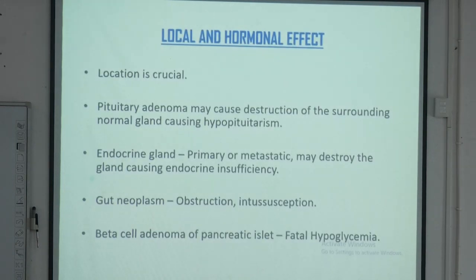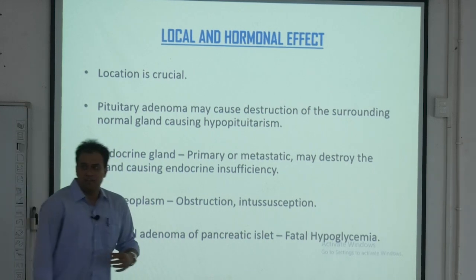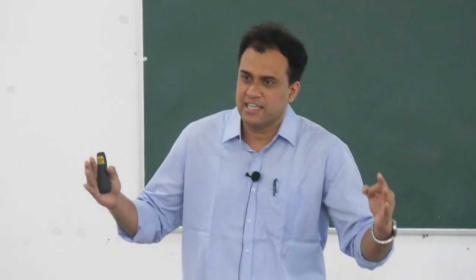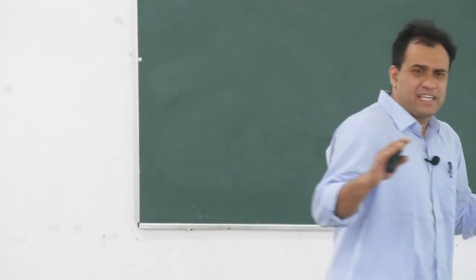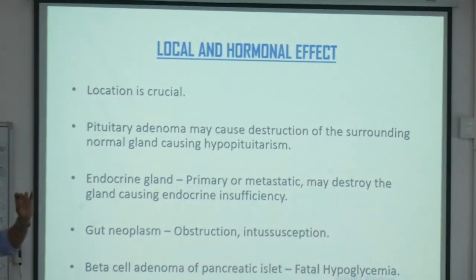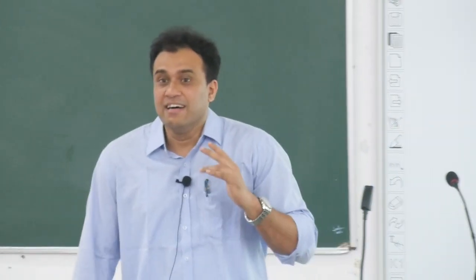So, coming straight to local and hormonal effects. Location is crucial. Remember, not only malignant tumors kill, but benign tumors can also have an effect which can indirectly kill you. You know how malignant tumors can kill a human, but that doesn't mean that benign tumors are absolutely harmless. They can inflict harm on an individual.